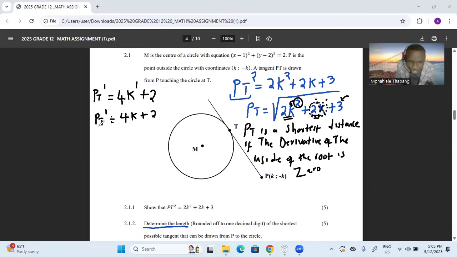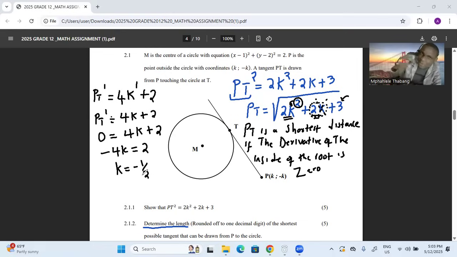And then you put it equal to 0. You say 0 equals 4k plus 2. Negative 4k equals 2. You solve for k. k equals minus 1 over 2. So the length from P to T is the shortest distance if k is negative 1 over 2. So I will go back to the length of PT and substitute k with negative 1/2. By so doing, I will find the shortest distance from P to T.